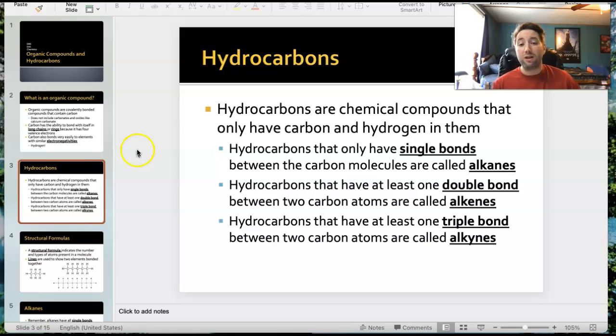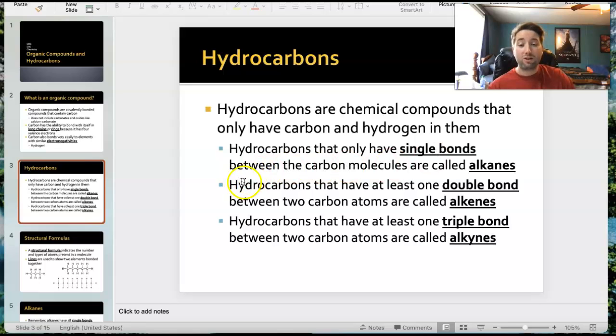All right, so this first one here, we've got hydrocarbons that only have single bonds between the carbon molecules. Those are going to be called alkanes, A-L-K-A-N-E-S, alkanes. And when I say single bonds, it's going to be represented by one single line. And it's going to mean that they're sharing 2 electrons between the carbon and the carbon.